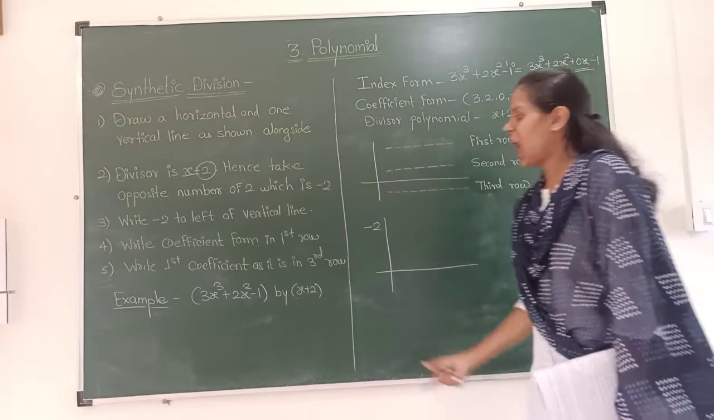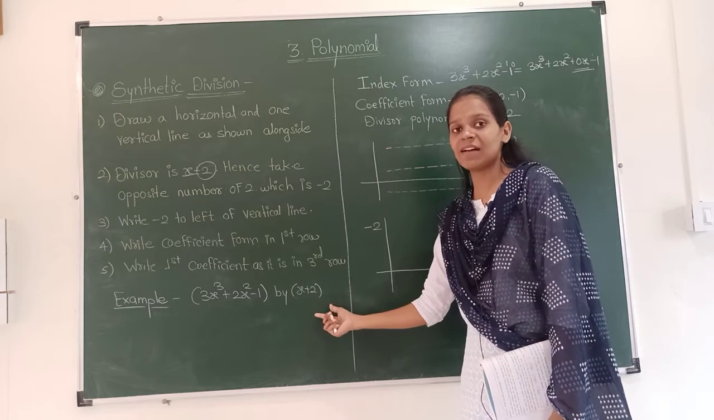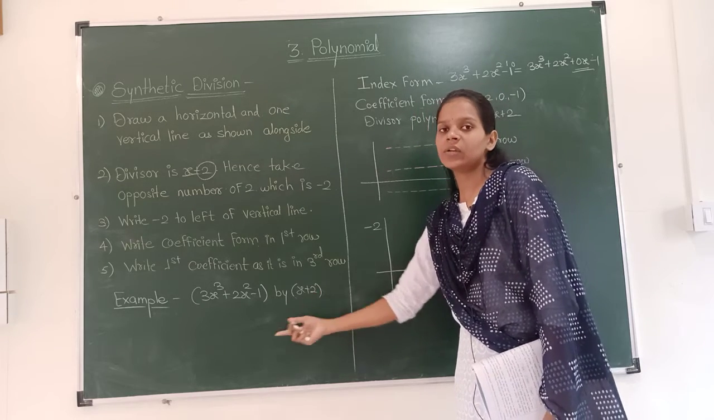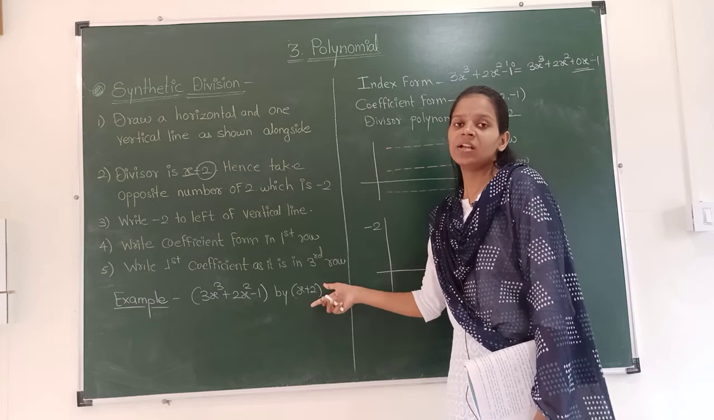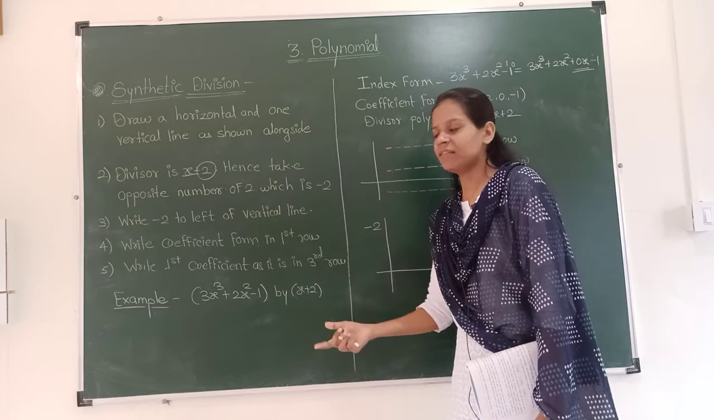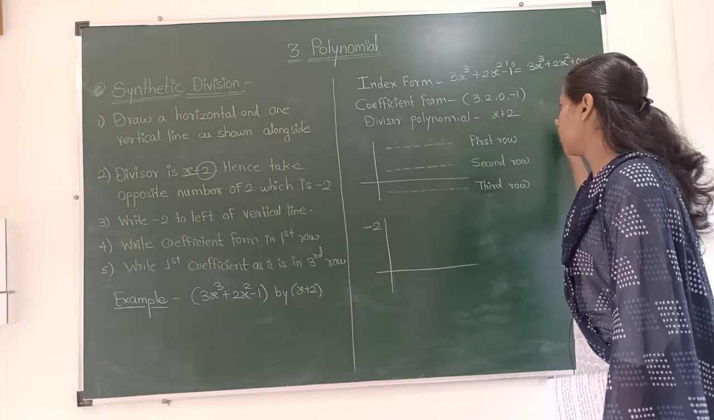Divisor polynomial. I have already told you that this is the divisor polynomial, because we are going to divide this polynomial by this. The polynomial by which we will divide is called the divisor. So this is the divisor polynomial.